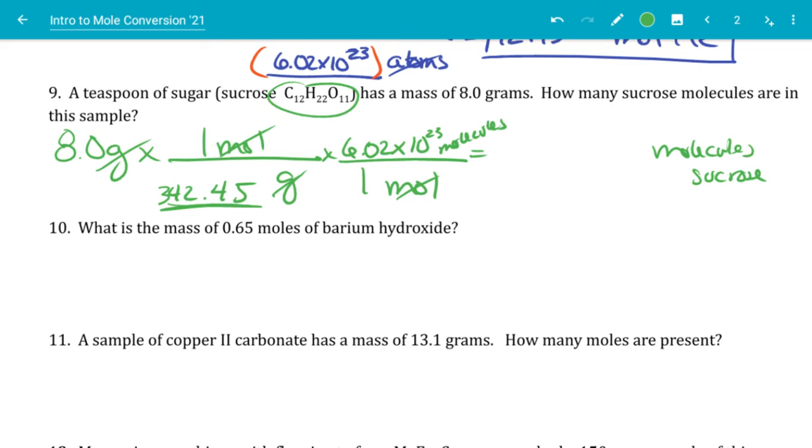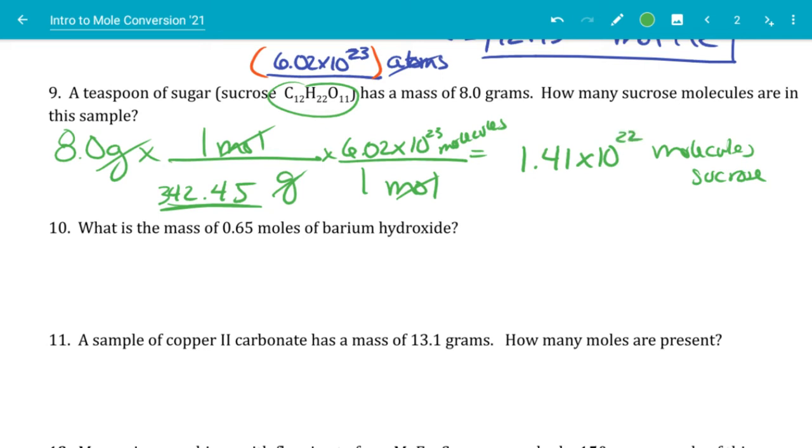So 8 times 6.02. I could say 8 times 1 times 6.02 times 10 to the 23rd divided by 342.45 times 1, but we could just do 342.45. And the answer is 1.4, and I'm going to round it to 1.41 times 10 to the 22nd.